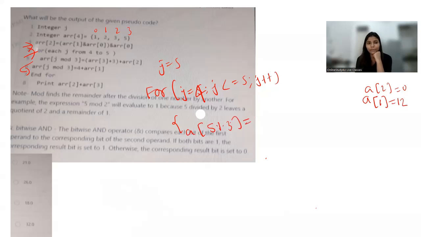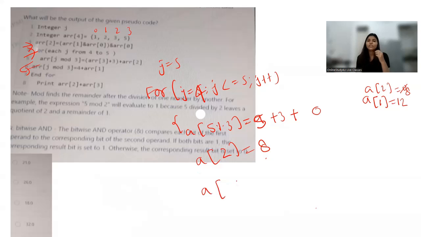5 mod 3 and it will be updated array of 3. So array of 3 is 5, right? So I'm directly writing 5 plus 3 plus array of 2 is 0, right? So it will become 2, that means array of 2 will become 8. So now array of 2 is now 8. I have updated here.